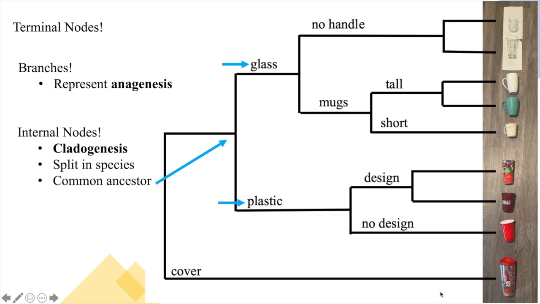We can always also find the most recent common ancestor of two OTUs by simply following our branches back in evolutionary time until we hit an internal node. For example, the most recent common ancestor of tall clear glass and the short clear glass is going to be at this internal node. And the most recent common ancestor of our clear glasses in general and our glass mugs in general is going to be in here.